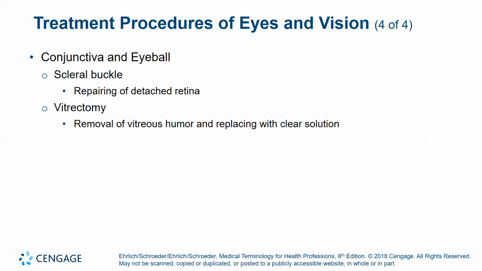We have the scleral buckle. This is repairing the detached retina, and then we have the vitrectomy. This is removal of the vitreous humor and replacement with clear solution.